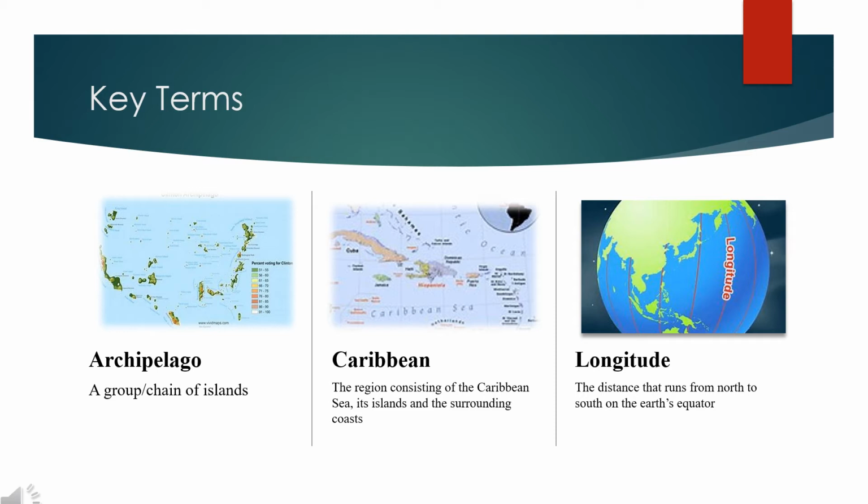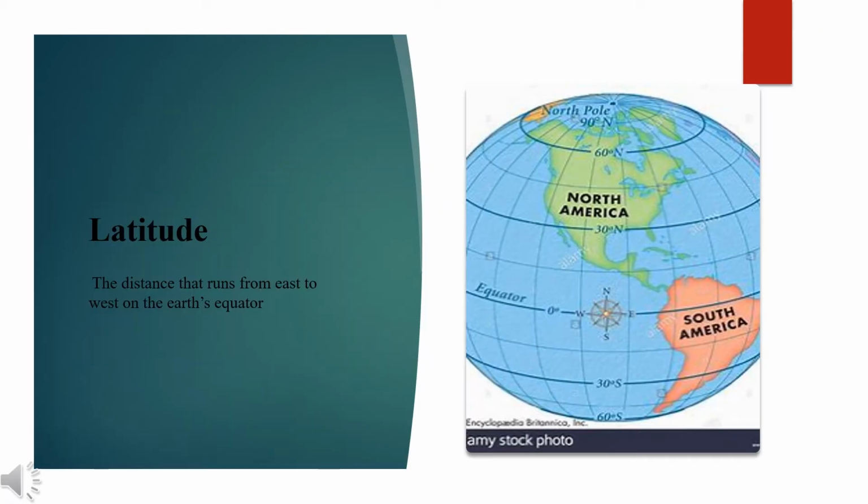Next, longitude. Longitude is a distance that runs from North to South Pole on the Earth's equator. And lastly, latitude is a distance that runs from east to west on the Earth's equator.